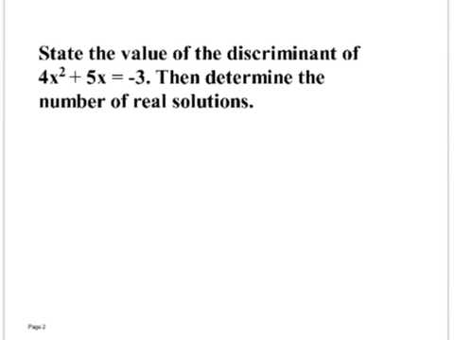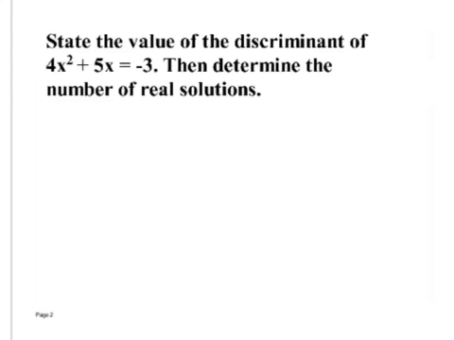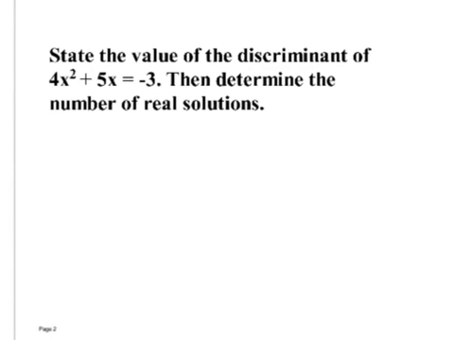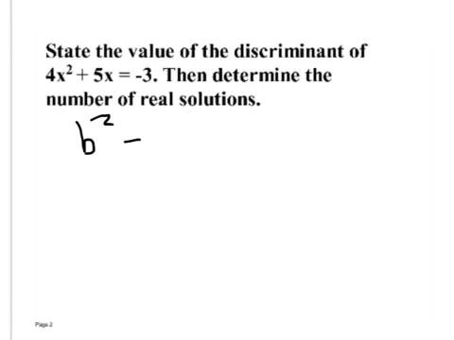Alright, you need to write this down. I have a question you'll see today. It says state the value of the discriminant of 4x squared plus 5x equals negative 3. Then determine the number of real solutions. So what we need to do is find the value of the discriminant, which is b squared minus 4ac.